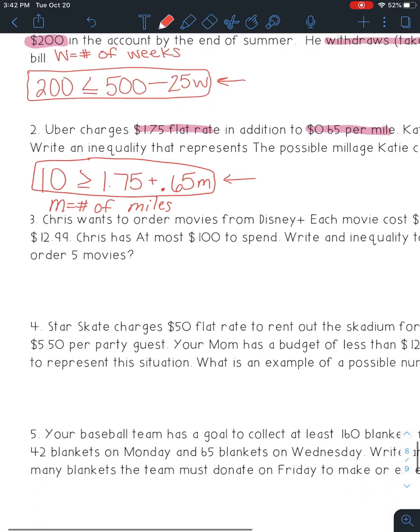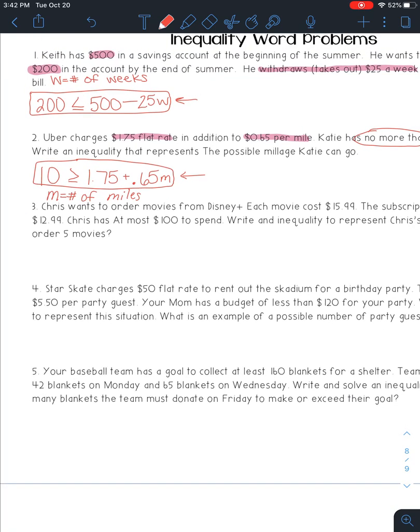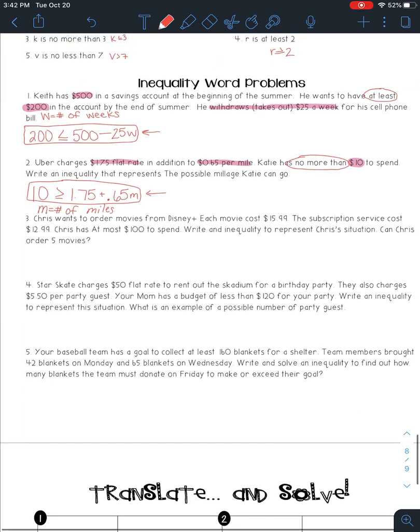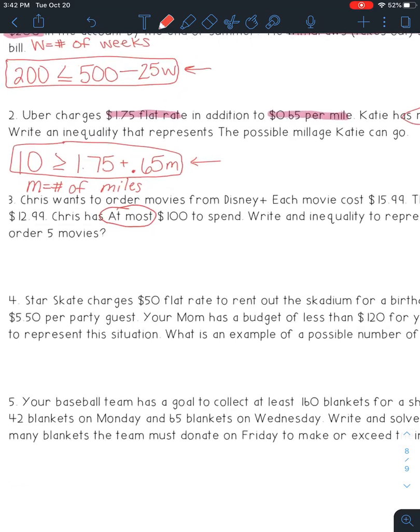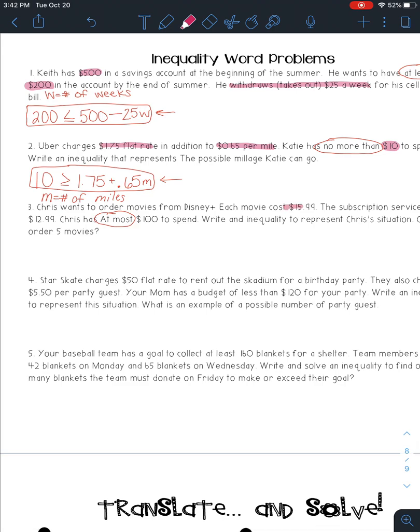Let's go with number 3. Chris wants to order movies from Disney Plus. Each movie costs $15.99. The subscription service costs $12.99. Chris has, at most, there's another one of those words, $100 to spend. Write an inequality to represent Chris's situation. Then we also have a question. All right, so looking at some key words here. Each movie is $15.99. It's a flat rate of $12.99 just for the service, and he's got $100.